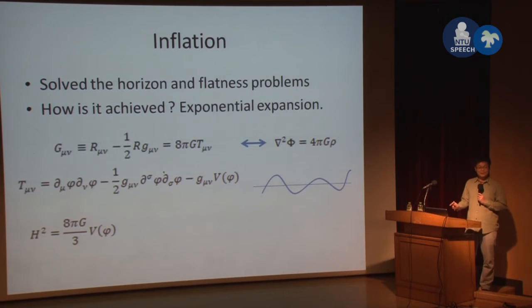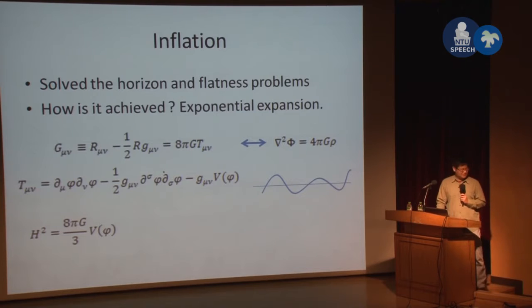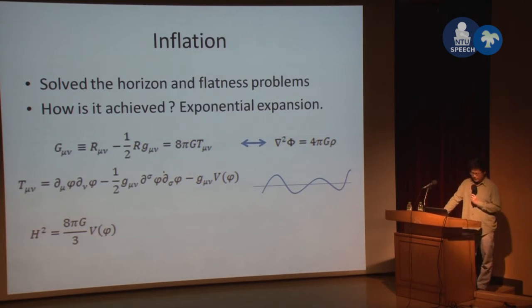So it's just as simple as that. It's completely classical. So as long as you have such an object, a scalar field with a pretty generic energy form, you have inflation. Okay, so there's no quantum mechanics or anything like that. It's just classical field theory with gravitation.